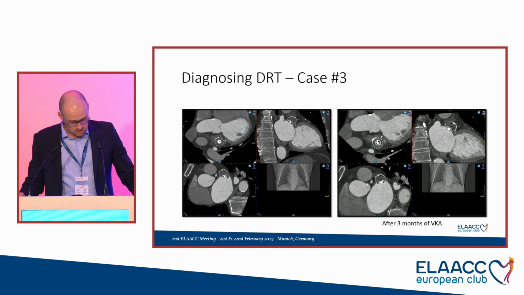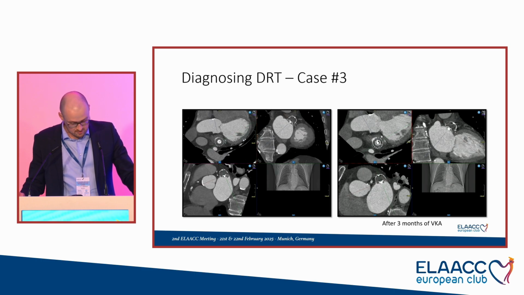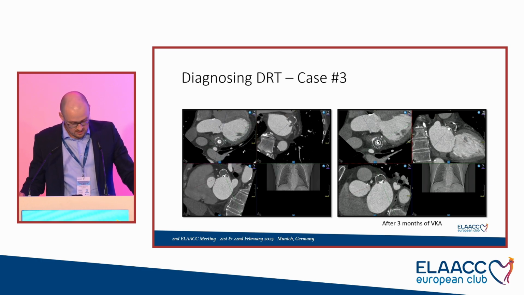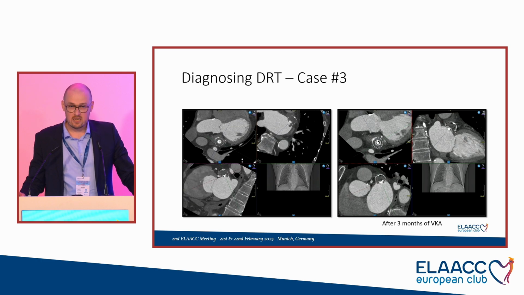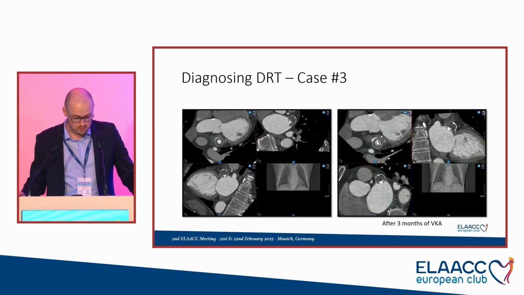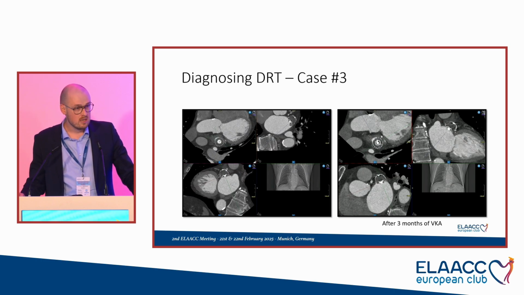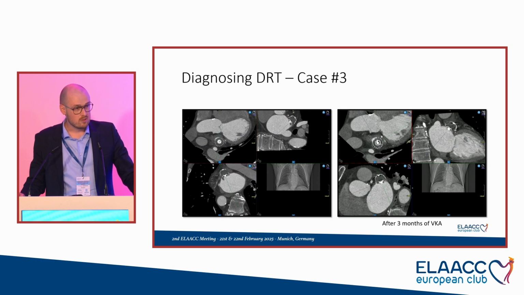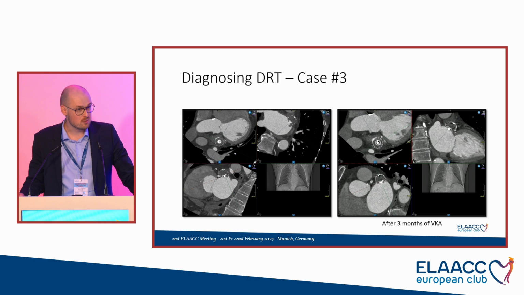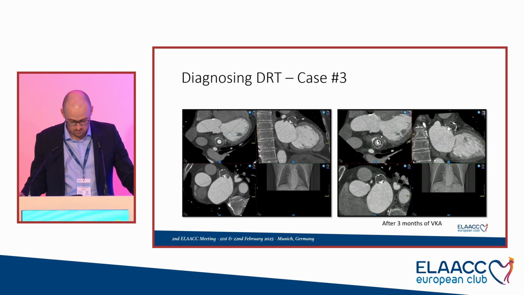Finally, a bit more straightforward case. On the left-hand side, you see the images. There is a pedunculated, hyperattenuated mass protruding into the left atrium. I think everyone would say the risk of embolization is likely higher than the 2 other cases we saw, and this is what we consider thrombus.